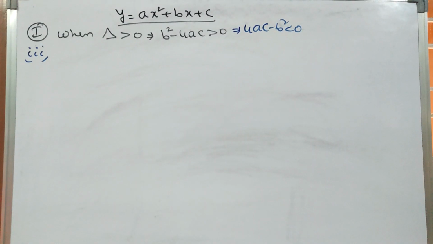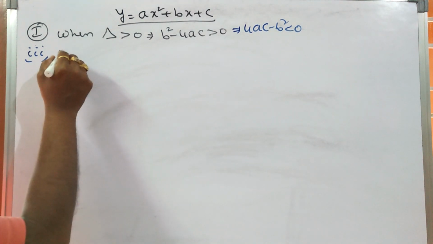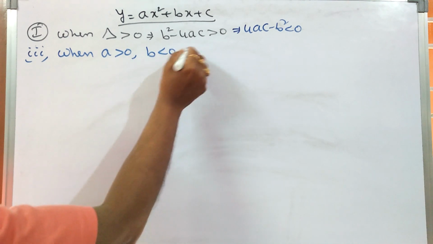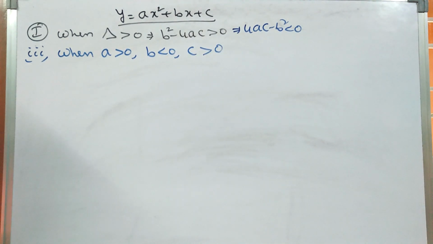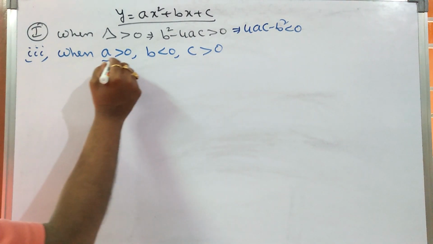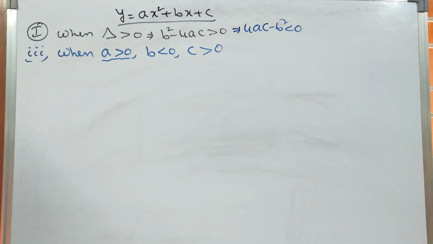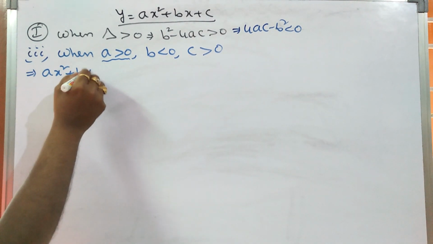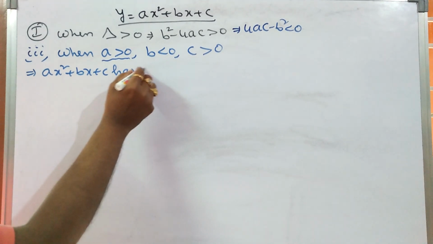Now let us see the third case when a greater than 0, b less than 0, c greater than 0. Let us see. Whenever a is greater than 0, ax square plus bx plus c will have minimum value only.